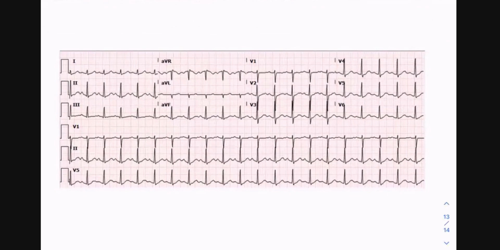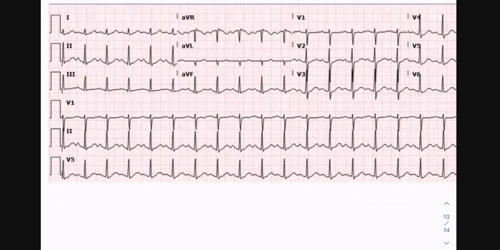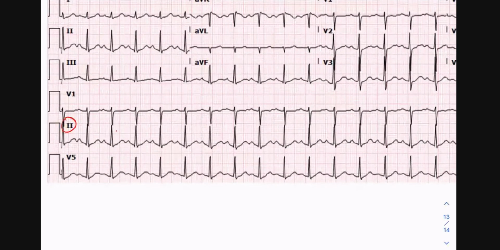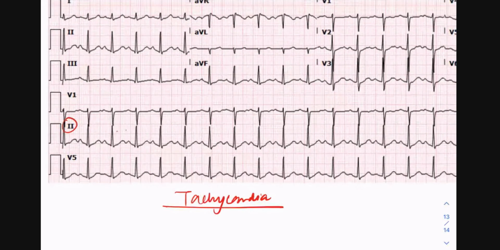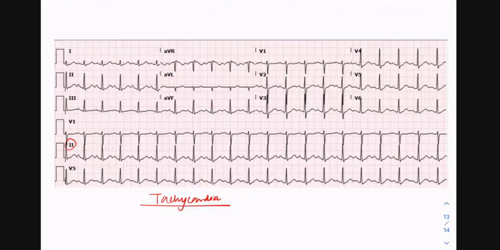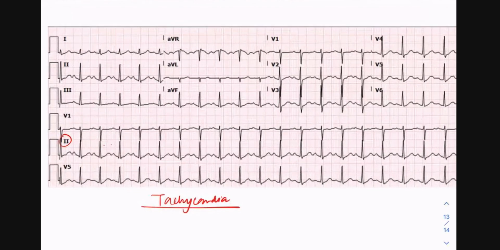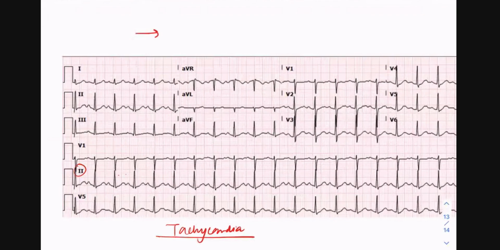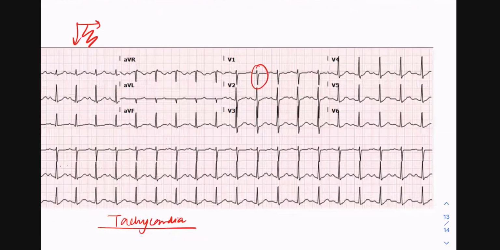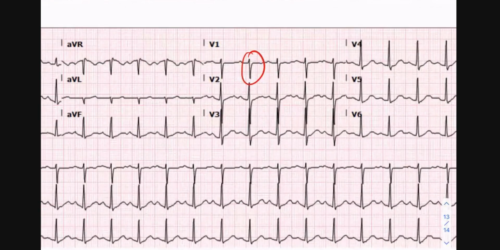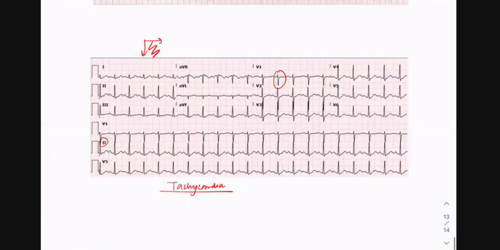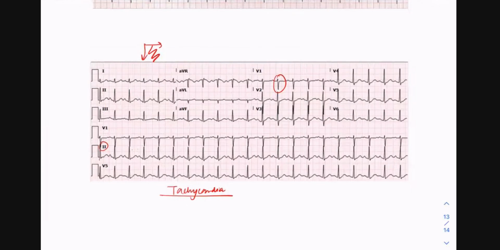Let's see what's going on here. I'm going to look at lead 2. 300, 150, so greater than 100. This is tachycardic for sure. But let's make sure we don't have any other abnormalities. It's sinus tachycardia because there's a PQRST, PQRST. Lead 1 is positive. AVF is positive. This is normal axis. And in V1, the QRS is narrow, and I don't see any abnormalities. So this is just plain old simple tachycardia.